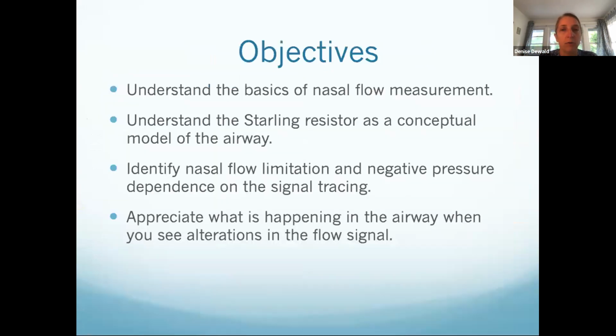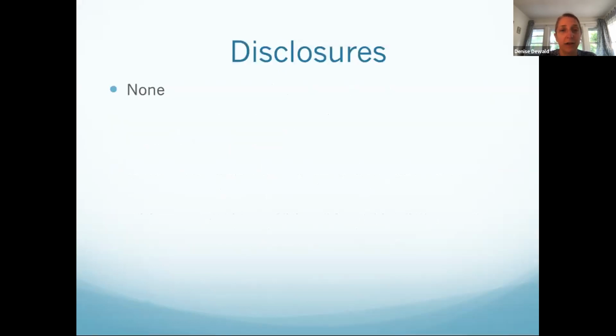All right, so the objectives of the talk: understand the basics of flow measurements, and understand the Starling resistor, which is a conceptual model. Then we're going to talk about nasal flow limitation and negative pressure dependence, and appreciate what's going on anatomically in the airway.